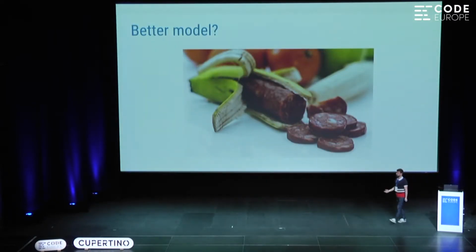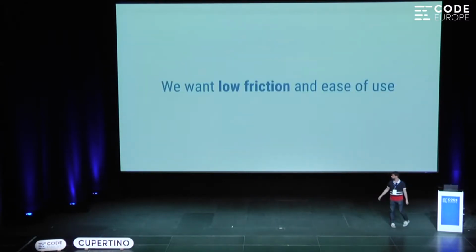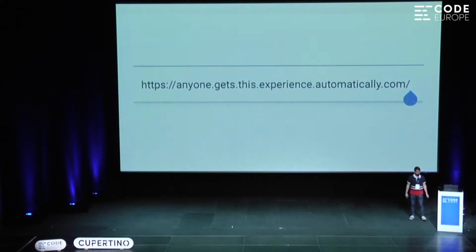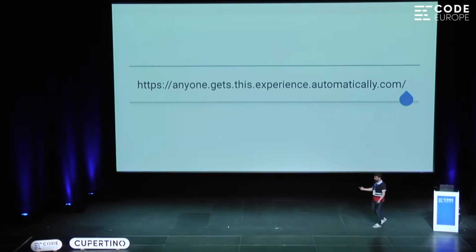So maybe there's a better model than installing apps for all of these things. And this is where the web comes in. We want the low friction of the web, and we want ease of use. Everyone gets this experience: type in a URL, you go to the website, it's there. Then when you don't care about it any longer, you just visit another website, and it fades away in the background. It's ephemeral. Well, it might be in your cache, but when you go to other sites, it slowly disappears. So it's out of the way. If you need it again, just type in the URL.